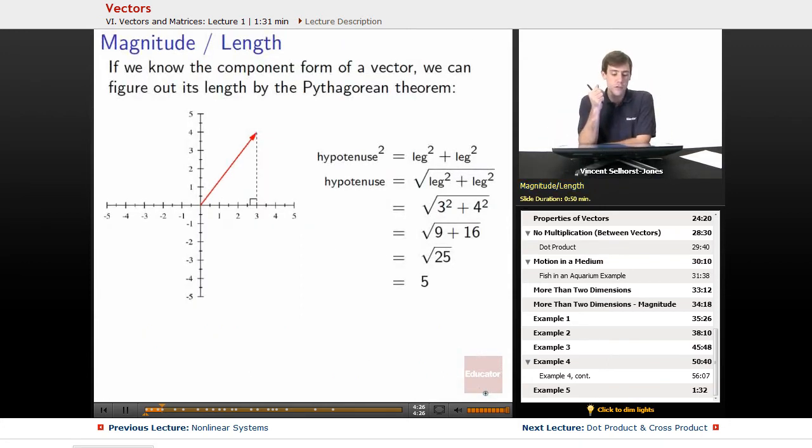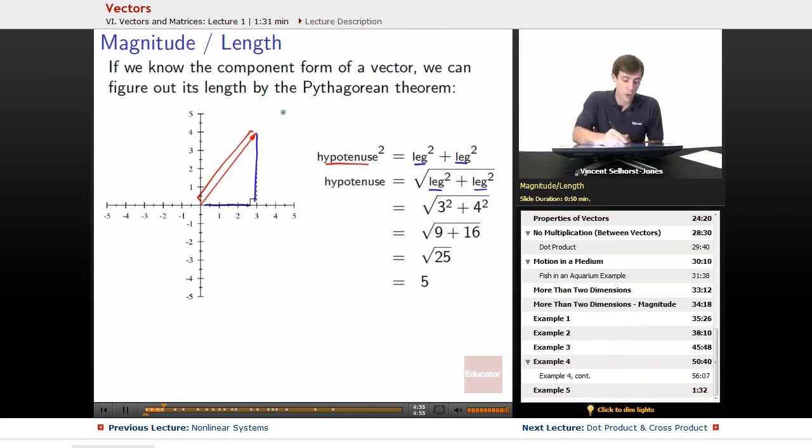If we know the component form of a vector, we can figure out its length by the Pythagorean theorem. Remember, the Pythagorean theorem says that the hypotenuse squared is equal to both of the legs squared and then added together. So we can take the square root of both sides of this equation. The hypotenuse is equal to the square root of each leg squared and added together: the square root of leg squared plus leg squared.